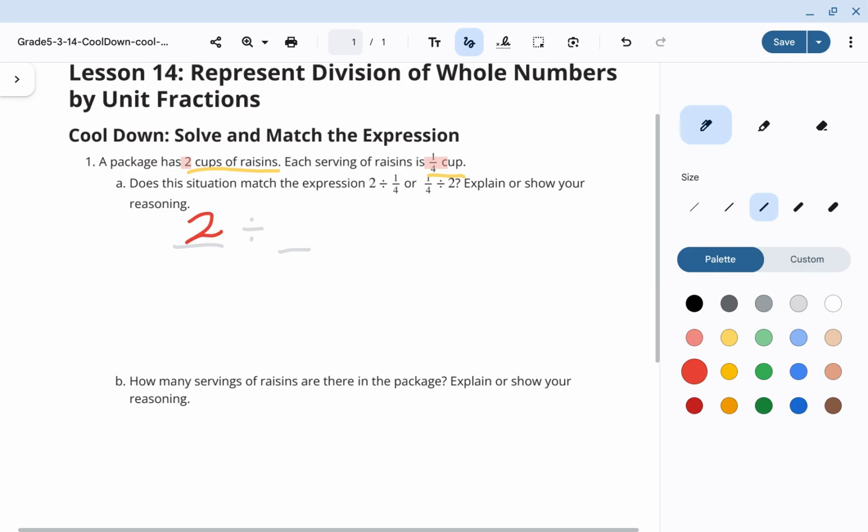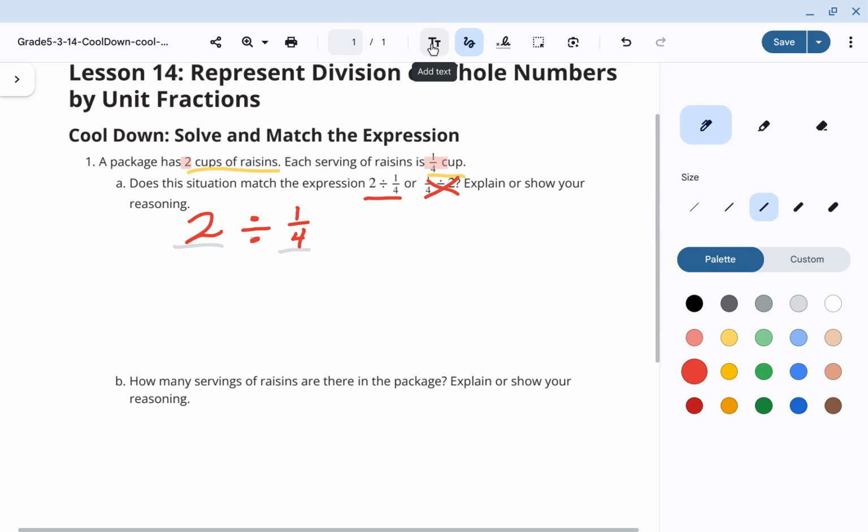The 2 cups of raisins are being placed into a certain portion size. What is the portion size of raisins? The serving size? It is 1/4. So boys and girls, we can see that this is the expression. This first one is the expression that we should choose, not the second one, right?